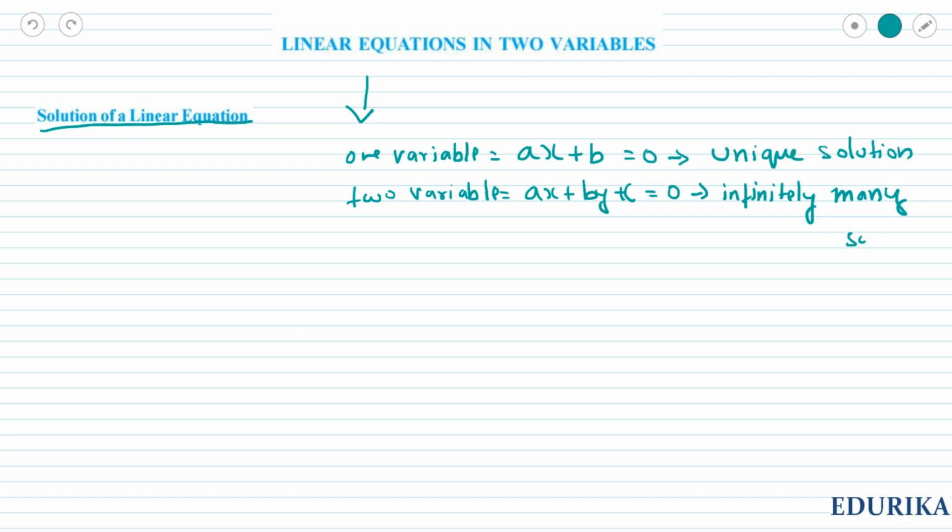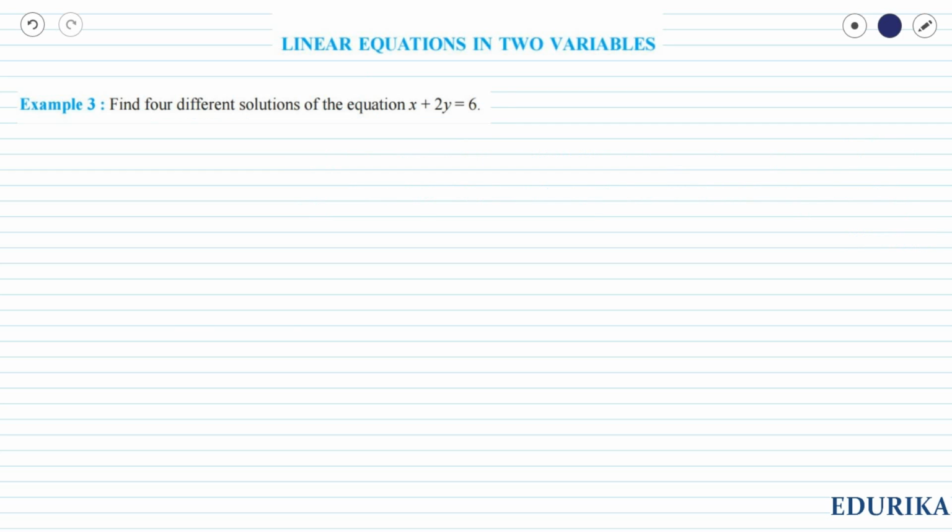Okay, which means that it has got many solutions, infinite solutions, right? That is the difference between solution of linear equation in one variable and solution of linear equation in two variables, right? So now let's look at a few example problems which will make our concept more clear, right? So let's begin. Now let's look at example number 3.